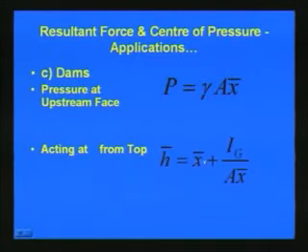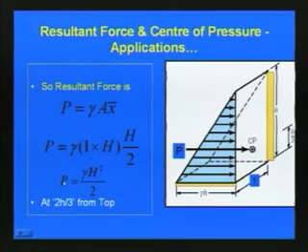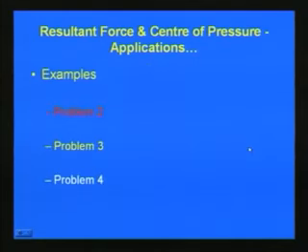As we have seen here, the pressure acting from the top is equal to x bar plus Ig by A x bar, as we have already seen in the previous case, and finally the resultant force is P is equal to gamma A x bar in the case of a dam. Here it is P is equal to gamma x square by 2 for a unit width, and it is acting at 2h by 3 from the top and h by 3 from the bottom. This also we have seen. Now, with respect to these resultant force and center of pressure applications, we will discuss a few example problems.